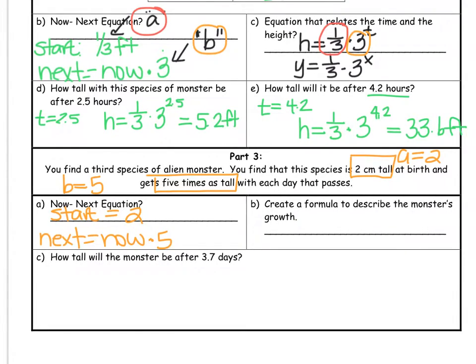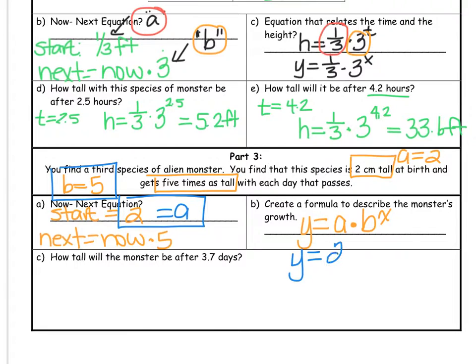So create a formula to describe the monster's growth rate. Well, the general formula for an exponential equation, explicit, is y equals a times b to the x. This is our a, that's our start, and we're ready to find the b up here. So our equation will be y equals, it's starting at 2 centimeters, it's getting 5 times as tall with every day, and x equals the number of days that pass.